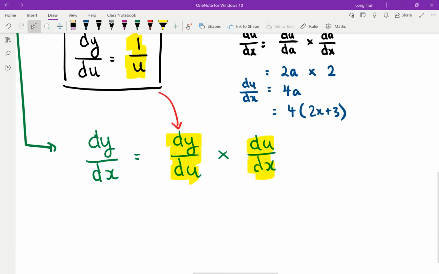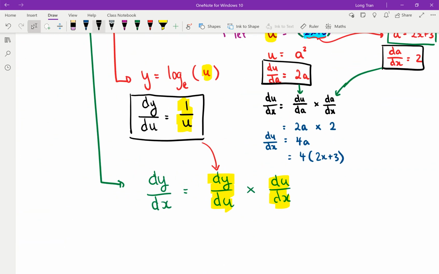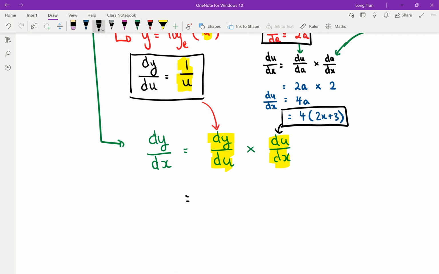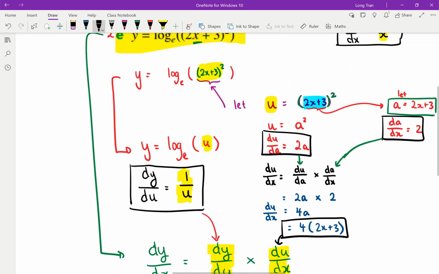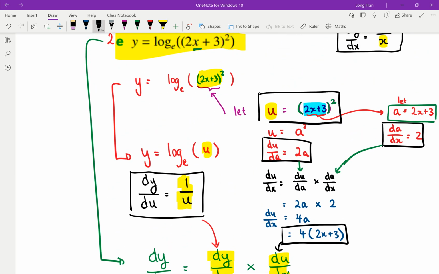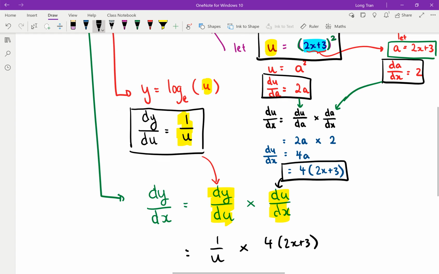So putting them both together now, because I now have delta u delta x, which goes here, and I already have delta y delta u. So let's put it together. This should be 1 over u multiplied by 4 times 2x plus 3. u is a made-up variable. What was u equal to again? We summarized it up here before. We said u is equal to 2x plus 3 all squared.